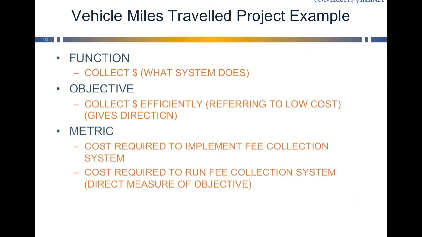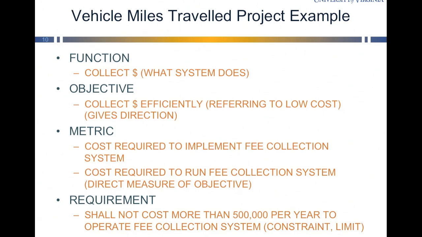It has direction to how money is collected. Metrics for this could be the cost required to implement a fee collection system, or the cost required to operate or run the fee collection system. And then a requirement could be that it shall not cost more than a certain amount per year to operate the fee collection system. Again, each of these types of terms, functions, objectives, metrics, requirements, describe something a little different in formulating the problem.